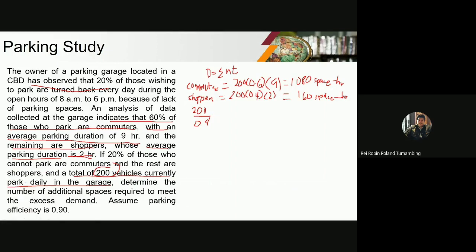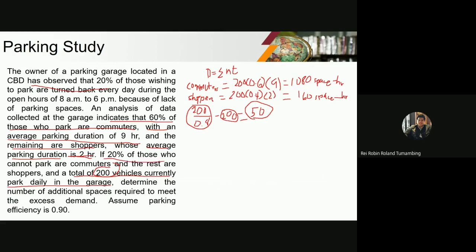I-diretso na natin yung total number na nata-turn away natin. So that is 200 over 0.8 minus 200. Okay? So itong 200 yung kaya nating i-serve. Itong 200 over 0.8 yung total number na gustong mag-park sa garage. Okay? So that is equal to 50 vehicles. Okay? So let's analyze naman yung 50 vehicles na to.